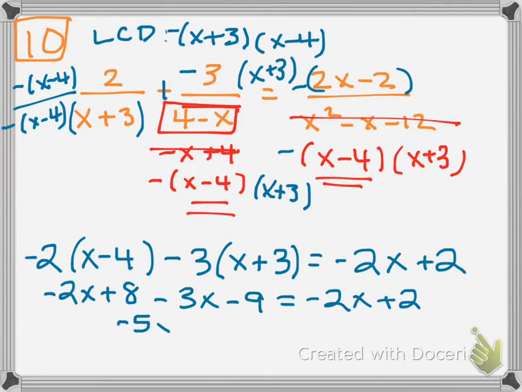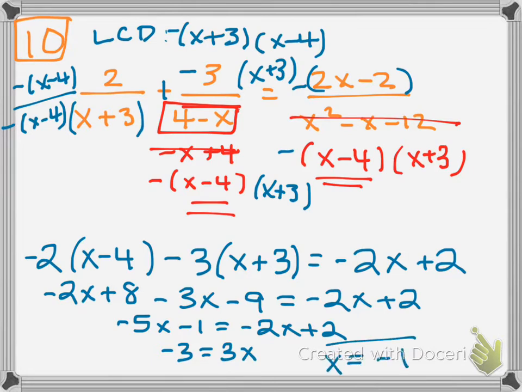This is negative 5x minus 1 equal to negative 2x plus 2. Let's take the 5 to the right and the 2 to the left, so we get negative 3 equals, what's that? Negative 3 equals 3x. So x equals negative 1.